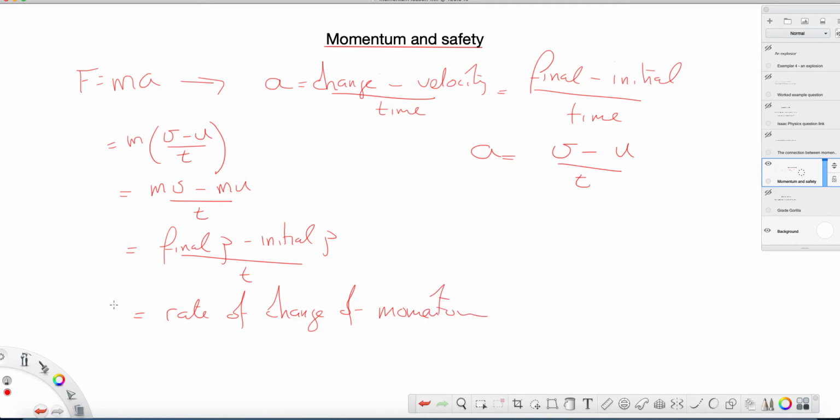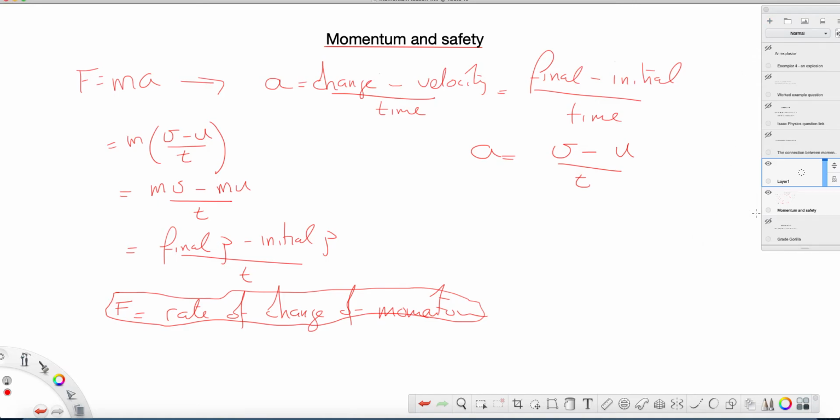Well, a lot actually. This is pretty much what Newton said. He didn't say that force was equal to mass times acceleration. What he said was that force was proportional to the rate of change of momentum.